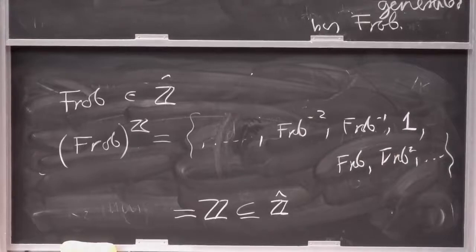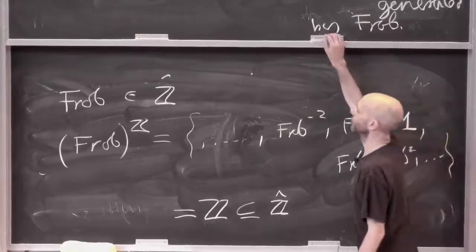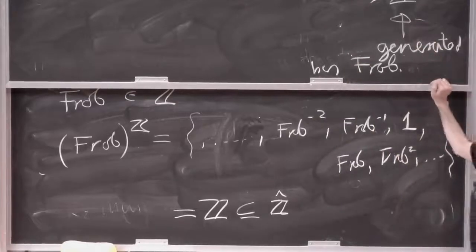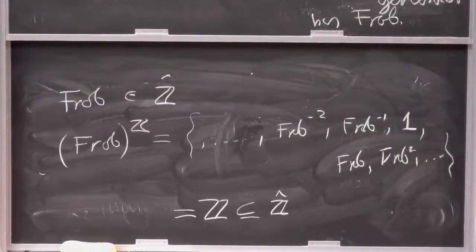And that lives in Z-hat. And for some reason, I like the inertia group, and I'm going to leave that alone, but I don't like the Z-hat. I would rather have a Z. And so let's give us a Z. So let's define the Weil group.